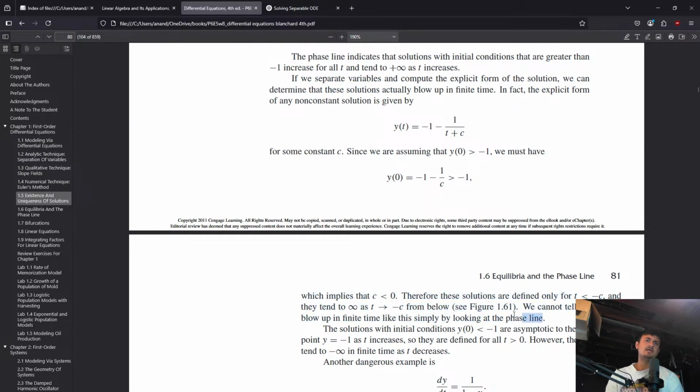Yeah, that's actually a huge downside of the phase line. Like, you really want to know if it blows up, right? These solutions are defined only for t less than minus c. But why can't they be greater than it?